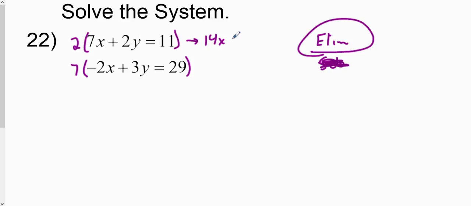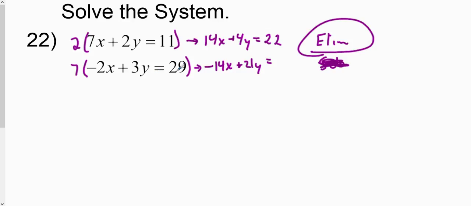That's going to turn to a plus 4y, and then we're going to have 22. The bottom, when we multiply by 7, is going to turn to negative 14x. See how that works out? That's why I'm multiplying by whatever values we have here. We're going to have then plus 21y.